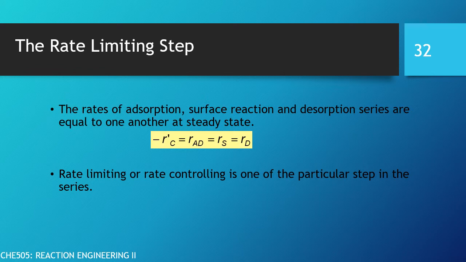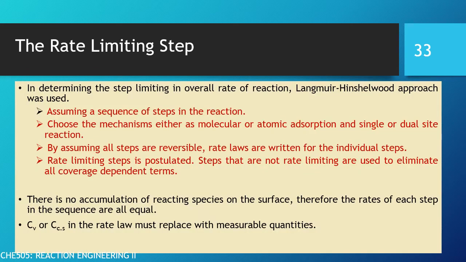But before that, we need to know which step of the reaction is rate limiting or rate controlling, and it is based on the particular step in the series of reactions. So we will derive the overall rate equation based on the adsorption step, surface reaction step, and desorption step. In developing the rate limiting step for the overall rate of reaction, we will use the Langmuir-Hinshelwood approach.